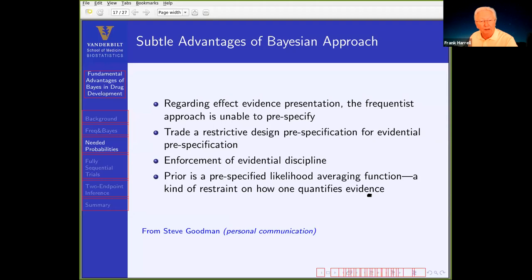Let's see. Steve Goodman has a lot of good thinking about evidential discipline, and he has a really wonderful way to say it. The frequentist approach is not able to pre-specify evidence presentation and interpretation. It's incredibly subjective. With Bayes, you have a lot more pre-specification than in the frequentist world, because you're pre-specifying how you're going to interpret the evidence, and you're not going to let the interpretation of the evidence be tainted by other things, including that the reviewer doesn't like another drug that your company developed. So it enforces an evidential discipline.